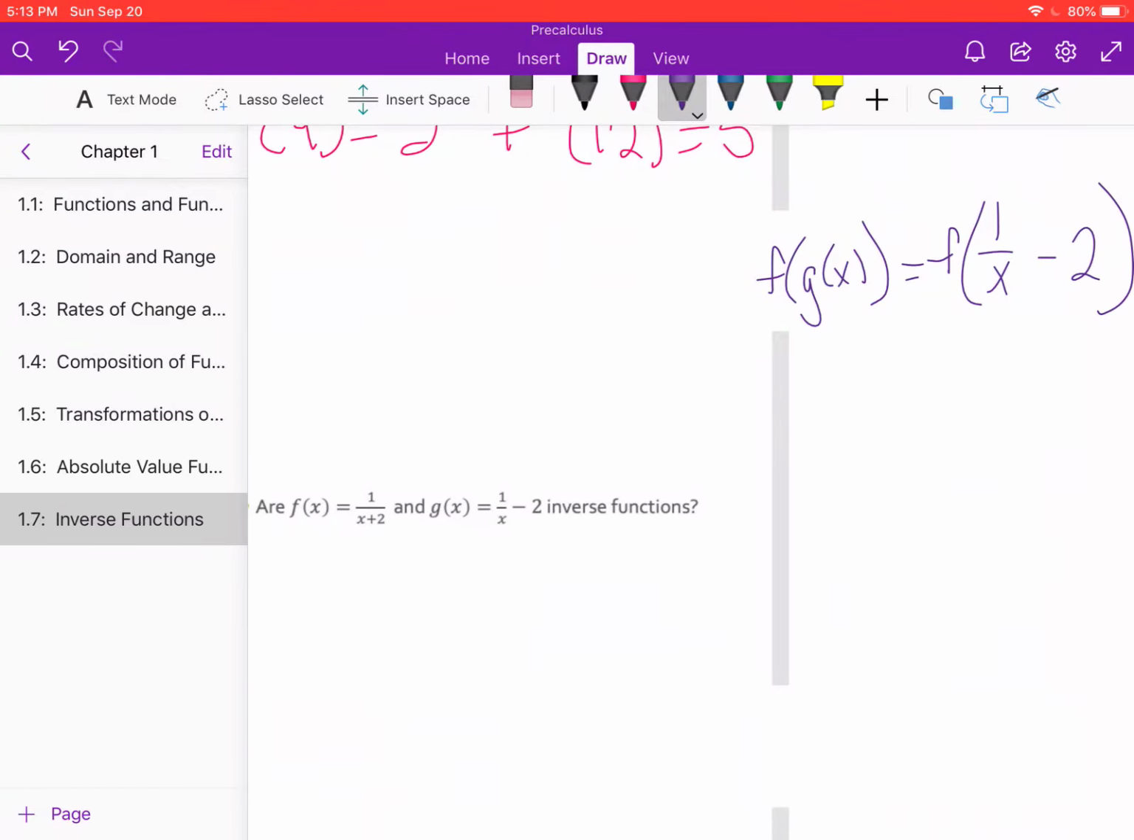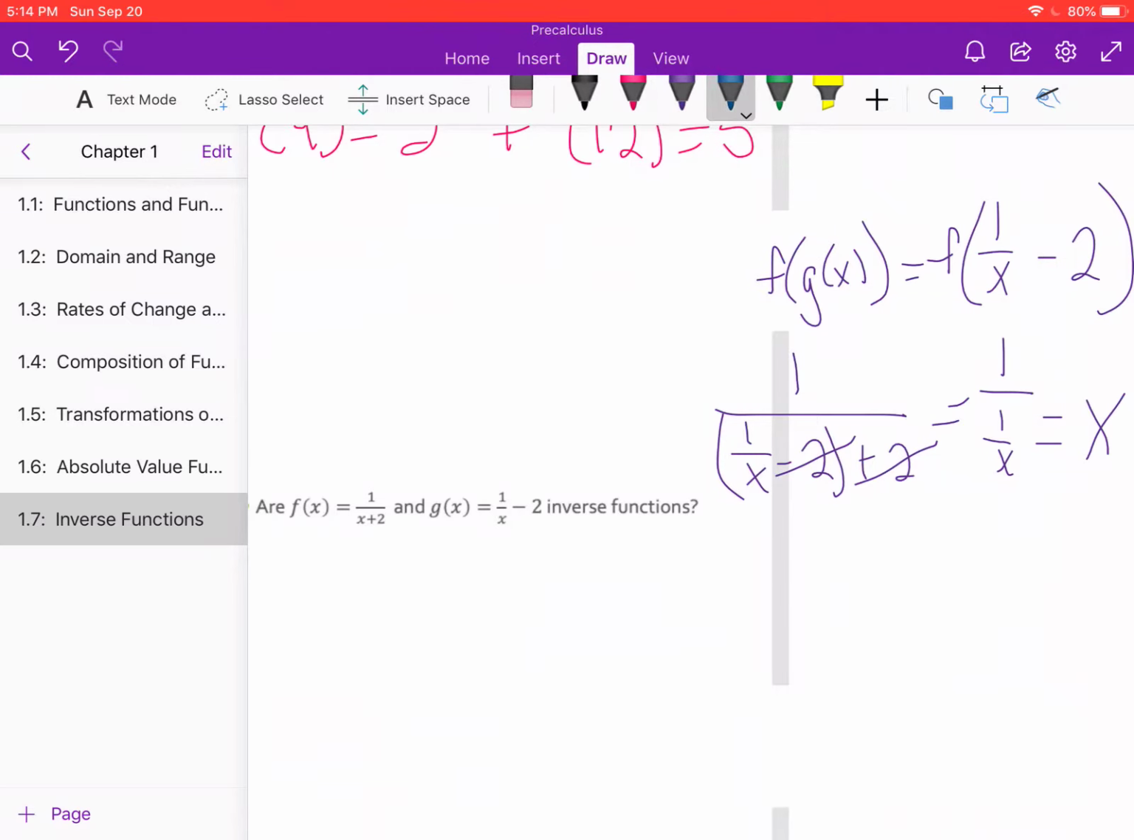So that gives us 1 over 1 over x minus 2, plus 2. So know that this minus 2 and this plus 2 are going to cancel out, which gives us 1 over 1 over x, which equals x. So we're good for f of g.